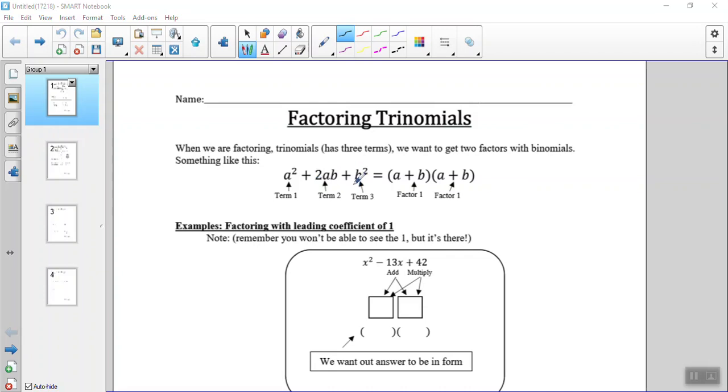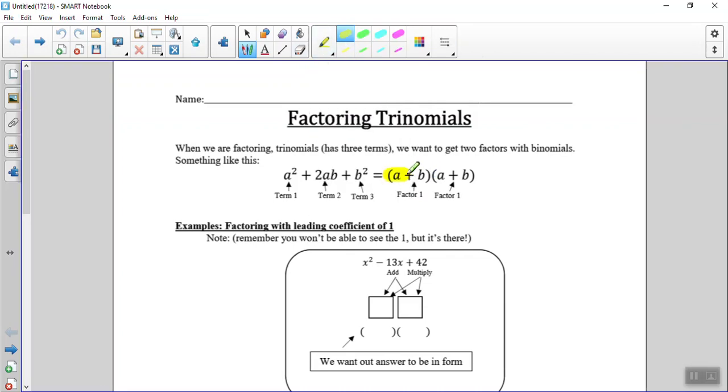When we factor trinomials, we want to get two factors with binomials, something like this. We want to change the form from the trinomial to having two factors that have binomials in between. Basically, you'll have parentheses. You can notice that in my answer I have two factors. Here's my first factor, a plus b. The whole thing is being multiplied to this a plus b over here. So that's where my two factors are.